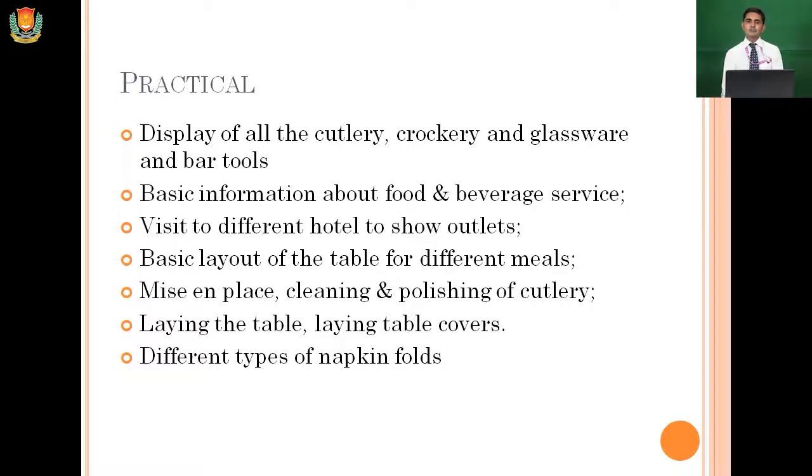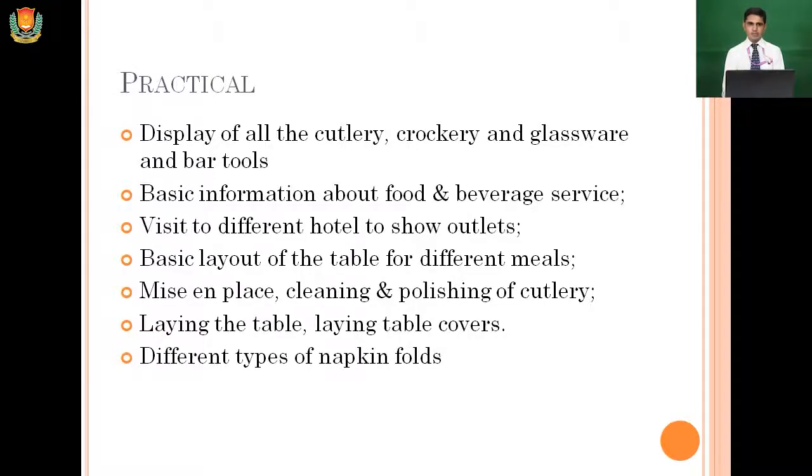After that, the basic information about food and beverage. I'll show you the different restaurants we have. We have two types of restaurants. One is banquet. Second, we have a multi-cuisine restaurant where we are going to serve all types of cuisine on an a la carte basis also, and in TDS. So now you don't know what is a la carte and what is TDS. I'll tell you in depth in the practical classes, or in the next class. I'll start with the unit first and start covering topics and subtopics. The third is a practical visit to different hotels to show outlets.